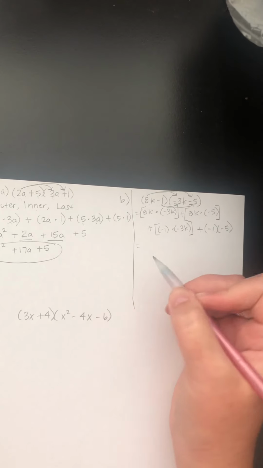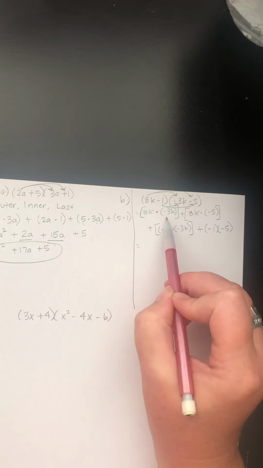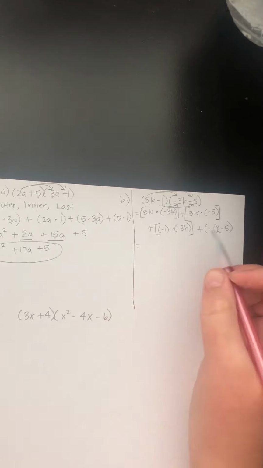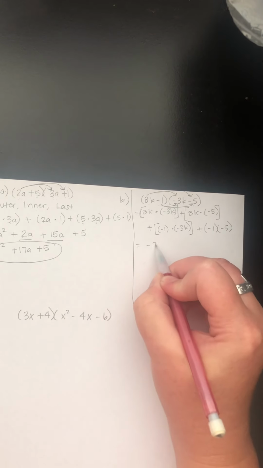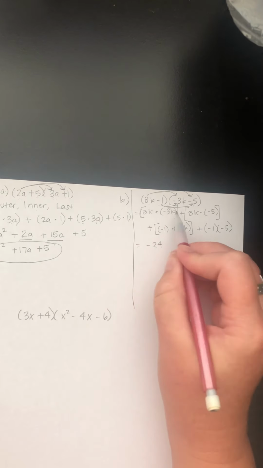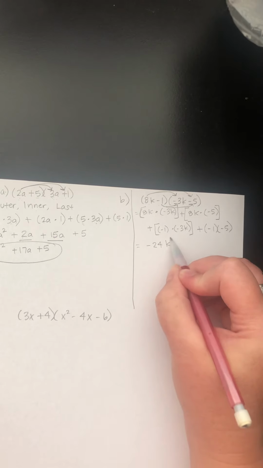Now we'll just simplify. 8k times negative 3k. Multiply your coefficients, so you get negative 24. K times k is k squared.